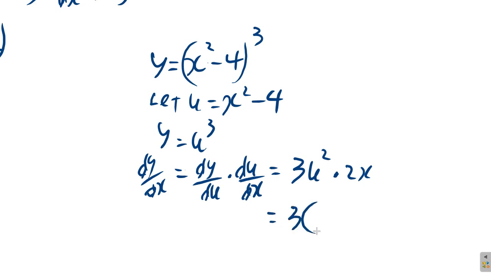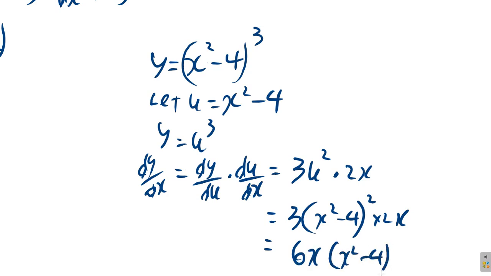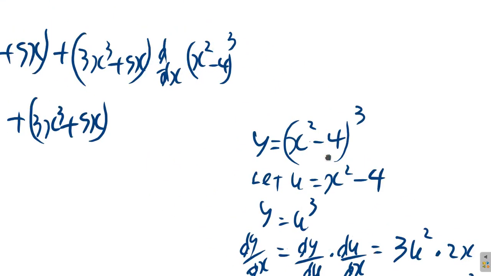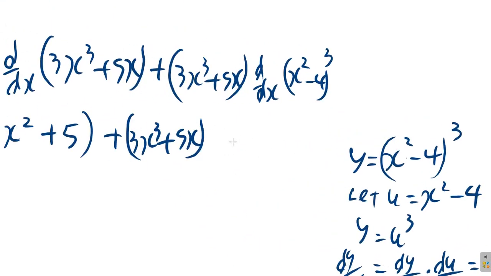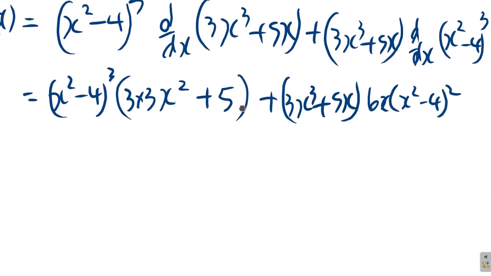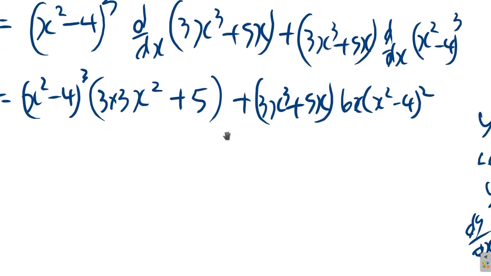So putting back the things, instead of writing u, it would be 3 (x squared minus 4) to the power of 2 times 2x. So this will be 2 times 3 is 6x, (x squared minus 4) squared, right? So this is 6x, (x squared minus 4) squared. You see that? Alright.